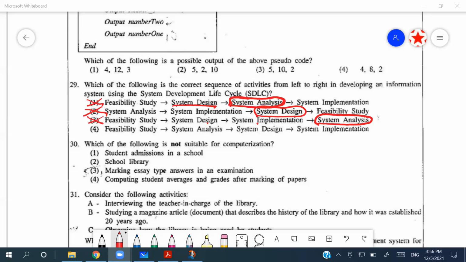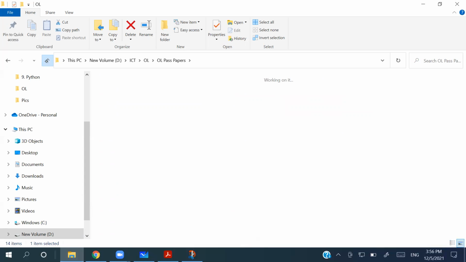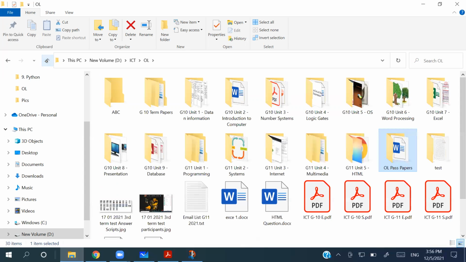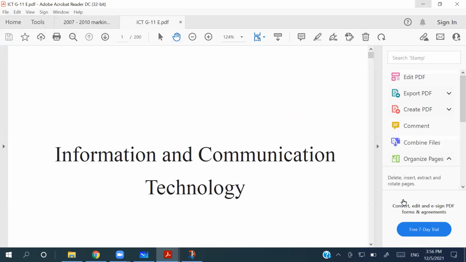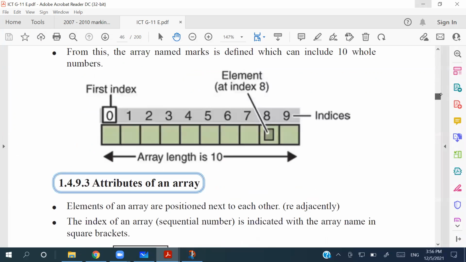Saran, let's check again, right? Definitely the fourth one is going to be the answer. So Saran, as I remember, it was only the feasibility study which was not there in your syllabus, right? Yeah, let me check.